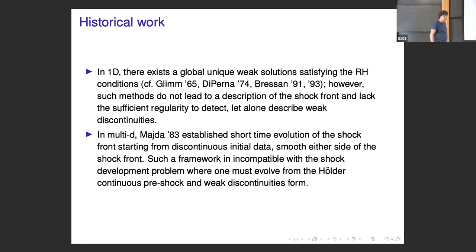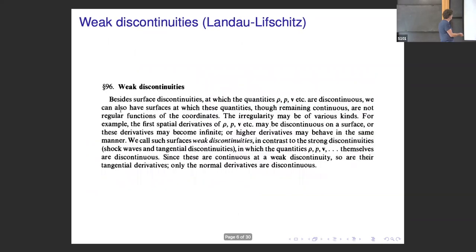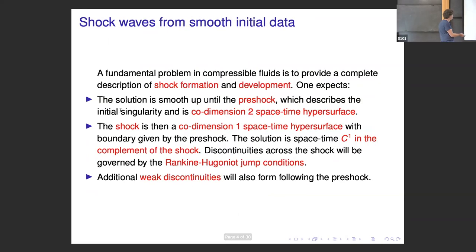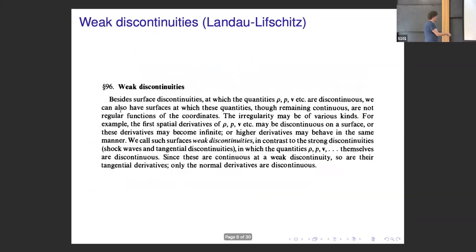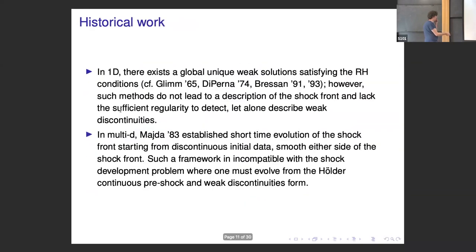That's under the assumption that the shocks are smooth enough. Yes, in this whole talk, we're going to assume some sort of regularity on either side of the shock. So we have C1 space-time regularity on the complement of the shock. And this is an important point, as we'll see. So the weak discontinuities are not going to be discontinuities on the derivative? No, they're going to be on higher derivatives. Okay, on higher derivatives. We'll see.